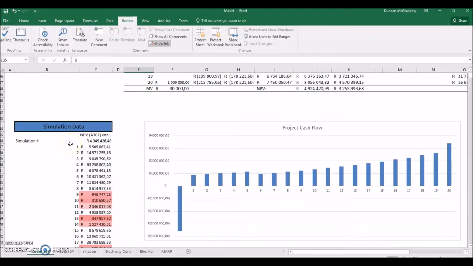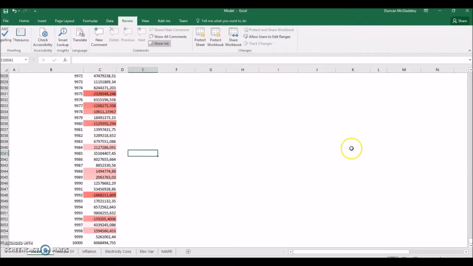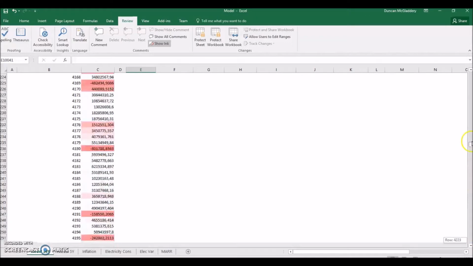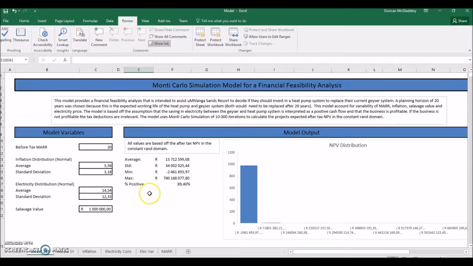So in order to do the Monte Carlo simulation, I developed a data table that has 10,000 entries. And each one of these values is dynamically created and calculates the net present value in the constant rand domain of the project. So if I press F9 again, we'll see that these values are indeed changing. And it is these values that are then used to generate the summary statistics, which can be seen over here. So now we have our model variables.